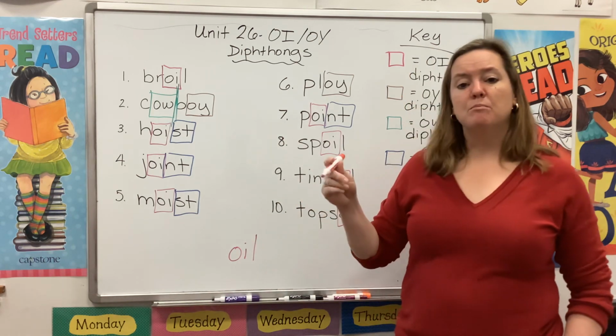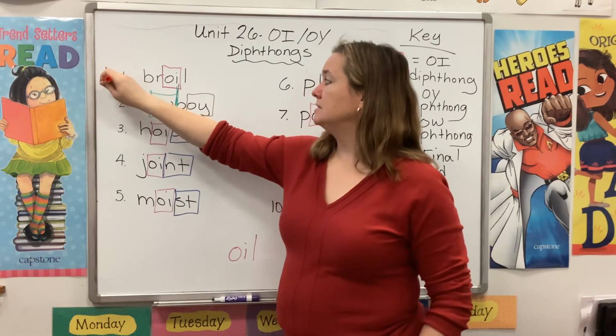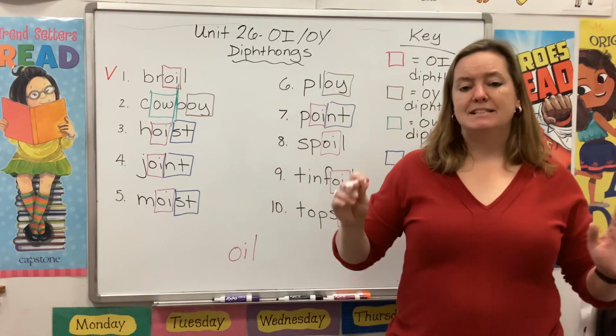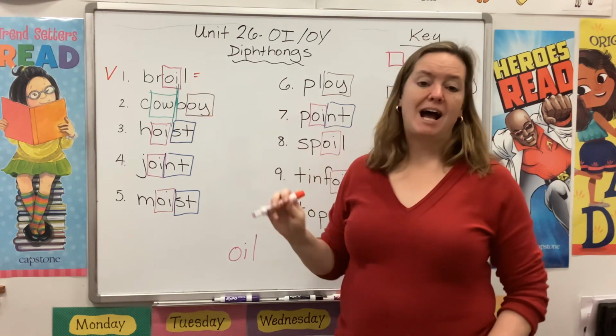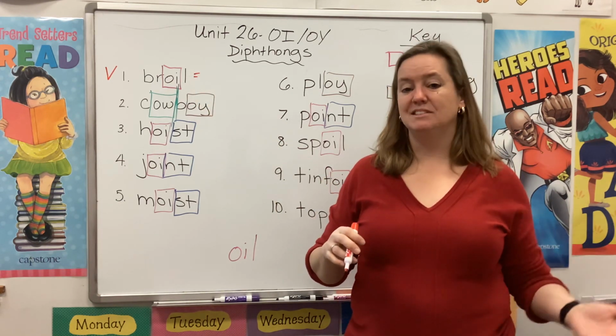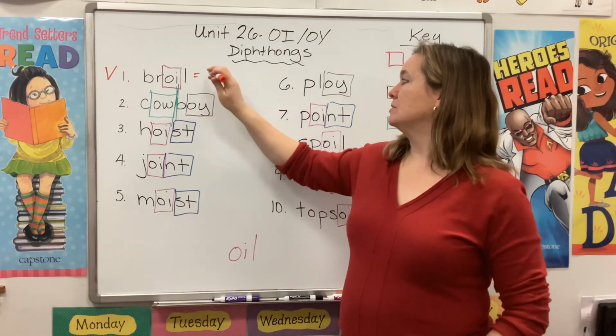So starting with broil. If you broil something, that's a verb. It's something you do in the oven. You cook something in the oven under high heat. So you might broil a steak, okay? So cook in the oven.